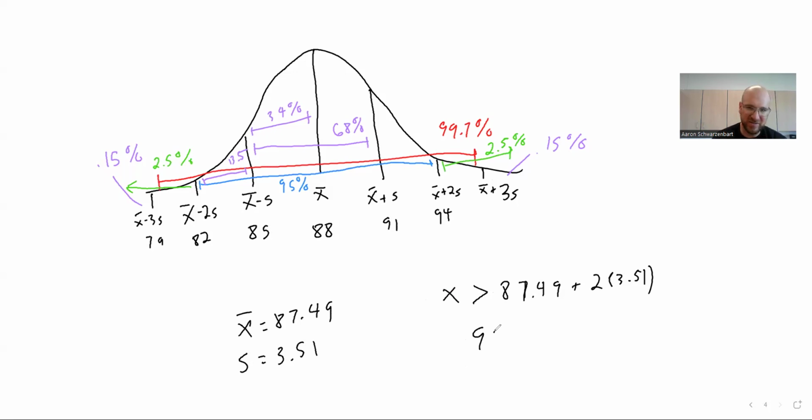And that is 94.51 grams. Anything above will be in the top 2.5%. The one we had in particular was 95. So that 95-gram loon chick is in the top 2.5%. Okay. That's a real quick introduction to statistics with the normal curve, and you can get more of this if you study statistics. That is the end of section 9.8.